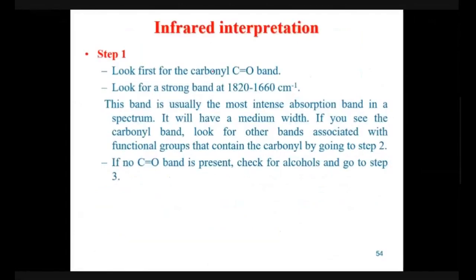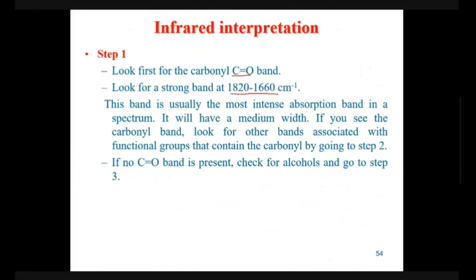Now, let's go for manual interpretation of the spectra. There are different flow charts for how to go about interpretation of the IR spectra. This is the most widely accepted. Whenever you see an IR spectrum, the first thing, as step one, that you are going to do is look for the carbonyl bond peak, which appears as a strong band at 1820 to 1660 centimeter inverse.